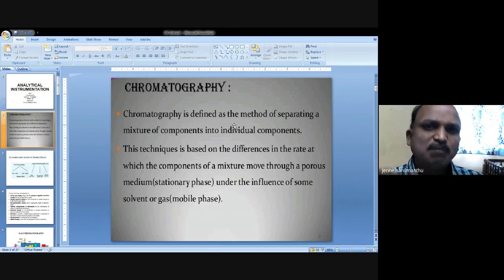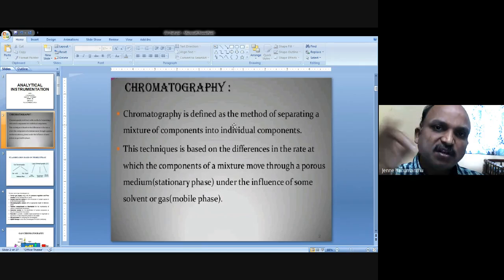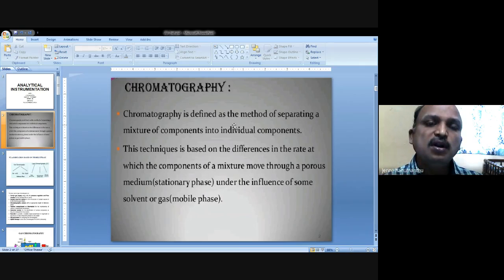We have to take any chemical sample, and in the sample there will be a mixture of components. You need to separate each component separately. That is the main aim of chromatography. We have to separate the elements or components within the mixture of the solution. That is the process so-called chromatography. Generally this technique is based on differences in the rate at which the components of a mixture move through a porous medium, the stationary phase, under the influence of some solvent or gas, also called the mobile phase. We will see later what this means.